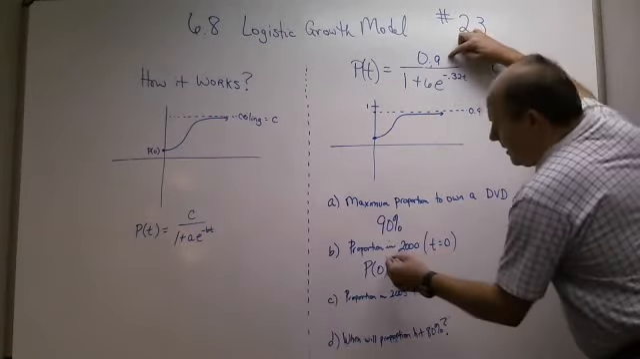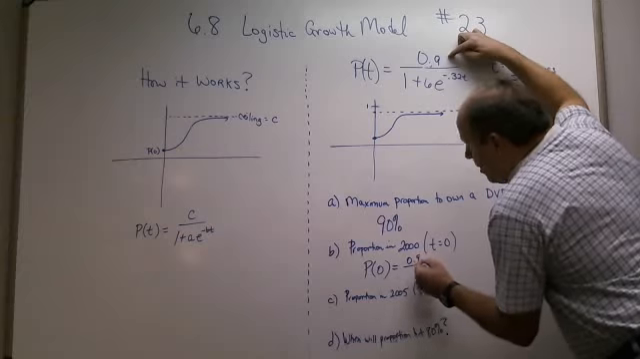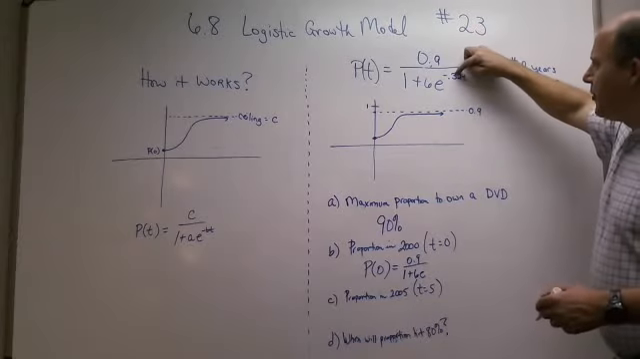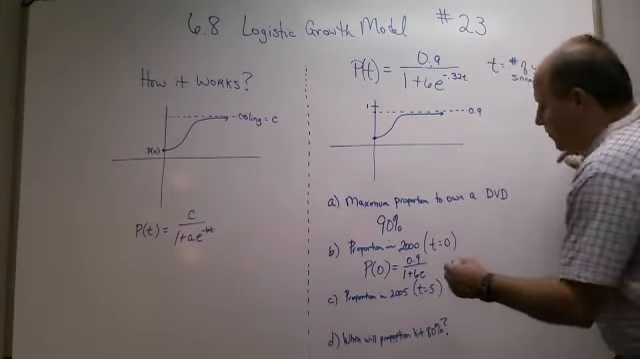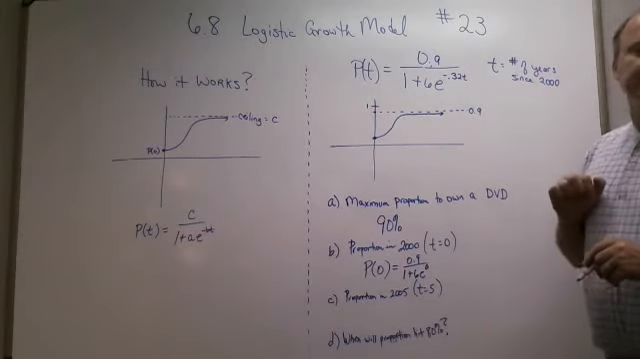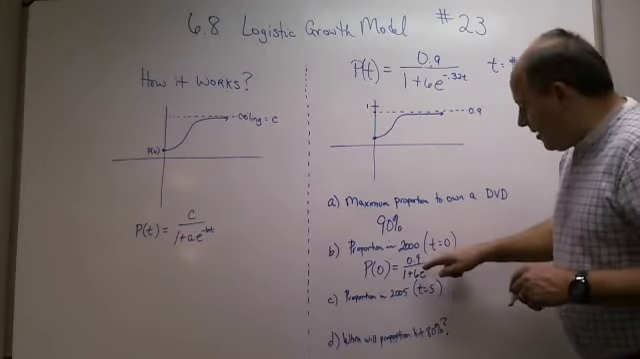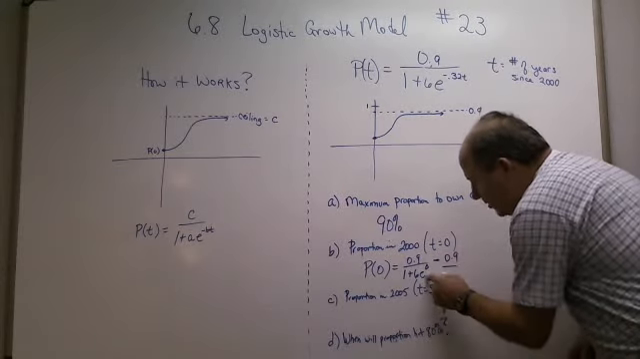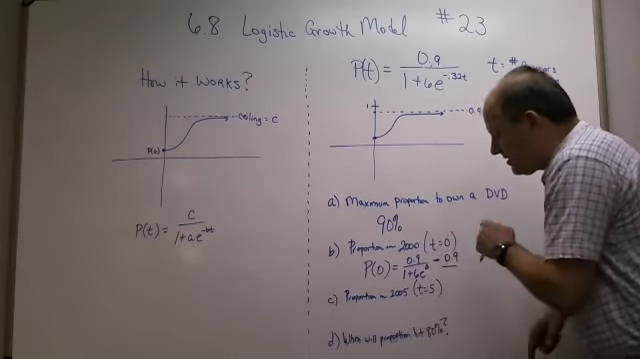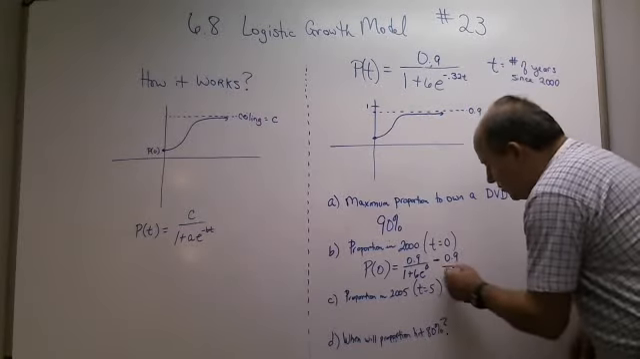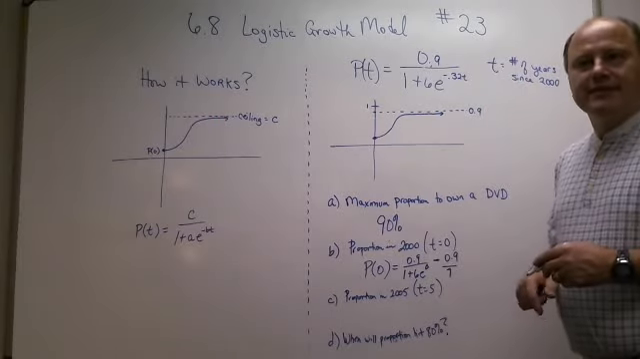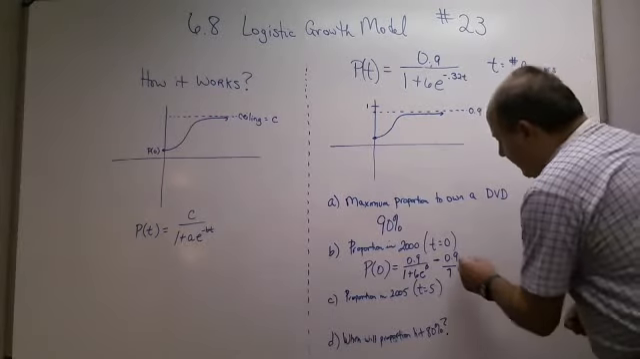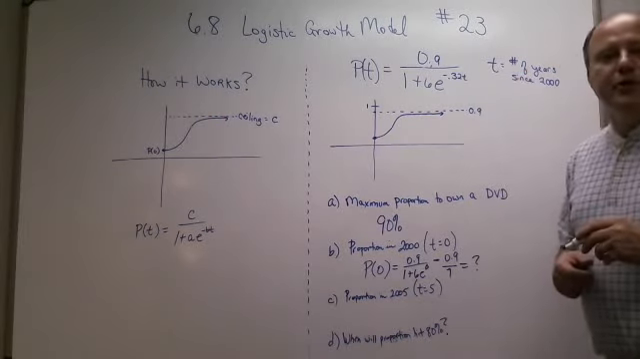So you plug 0 in, and that's 0.9 over 1 plus 6e to the negative 0.32 times 0, and that will still be 0. So it's 0.9 over, e to the 0 is 1, and 1 times 6 is 6, plus 1 is 7. So it's 0.9 divided by 7, or 90% divided by 7, in other words. I'll leave that part up to you and your calculator.